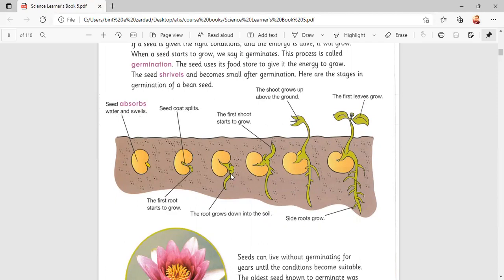Then the root grows downward into the soil, and then the first shoot starts to grow. These are the stages of seed germination. After this, the shoot grows upward above the ground. So after this, the first leaves grow. First the root grows downward, and the first shoot grows upward.